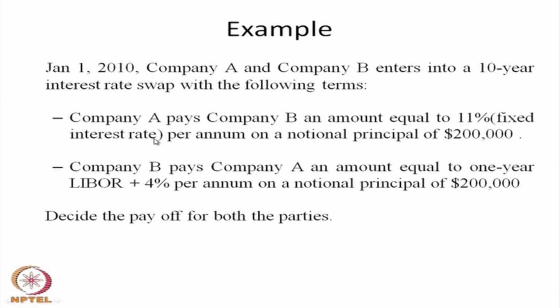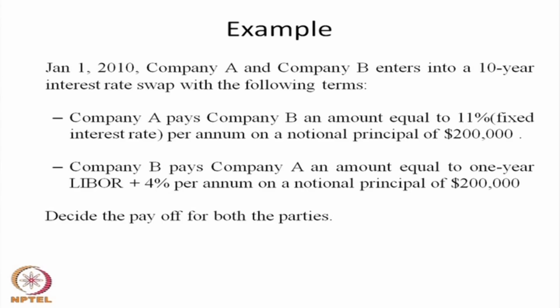Here in January 2010, company A and company B enter into a 10 years interest rate swap with the following terms. Company A pays to company B an amount of 11% fixed per annum on a notional principal of 2 lakhs, and company B pays company A an amount equal to 1 year LIBOR plus 4% per annum on a notional principal of 2 lakhs. Decide the payoff.